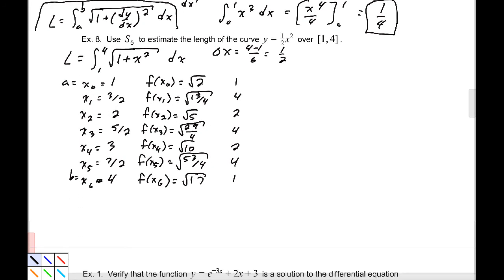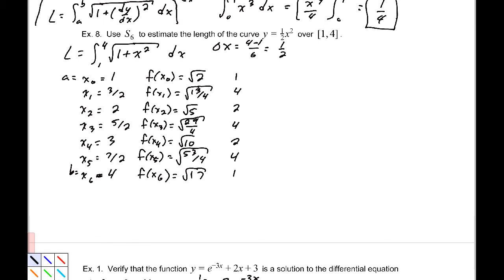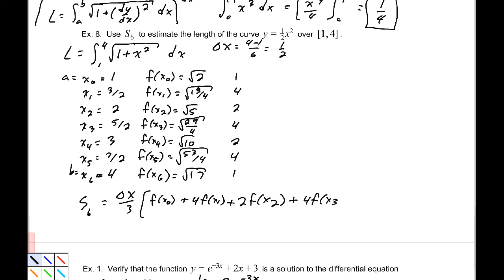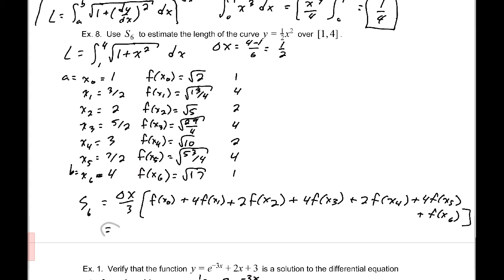So S6 is going to be equal to, let's just write this in formula form first, delta x over 3 times f of x0 plus 4 f of x1 plus 2 f of x2 plus 4 f of x3 plus 2 f of x4 plus 4 f of x5 plus f of x6. Now evaluating using the function values we already determined, f of x0 through f of x6, this is approximately 8.1459.